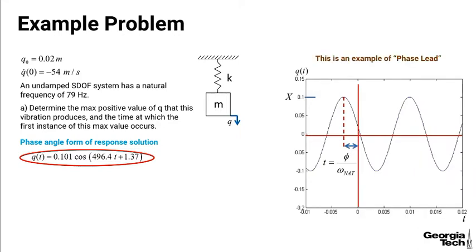And that's an example of phase lead, because the first instant of the first peak of the output occurs before time equals 0. All right, and so we want to find the first maximum value of Q, which is going to occur over here. And you can see that the cosine curve goes through 0 to 2 pi. And so the argument of cosine is 2 pi, where the first positive value of Q occurs.